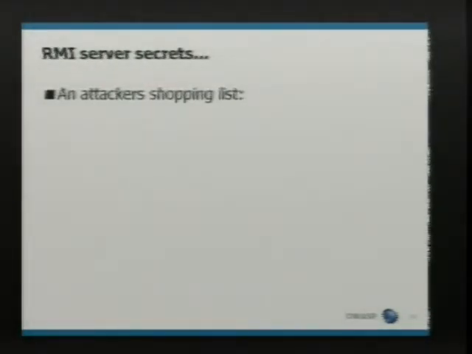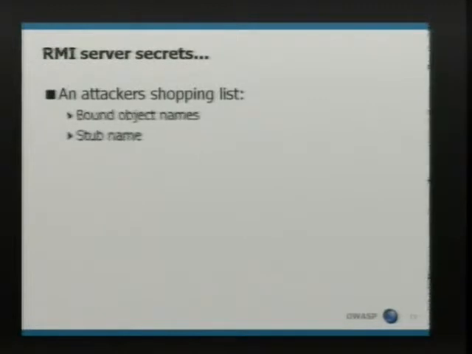So if you're going to attack an RMI service, what do we need? We need to be able to communicate with the registry. So we need to know what are the bound object names. We need to know what's the stub name. As we've seen, you need a stub and a corresponding skeleton, and these names must match up, otherwise the stub and the skeleton won't communicate.